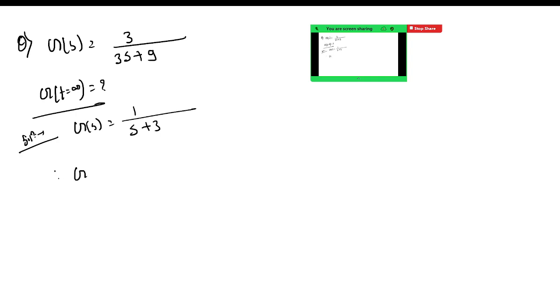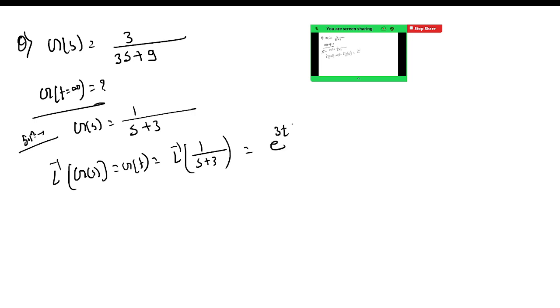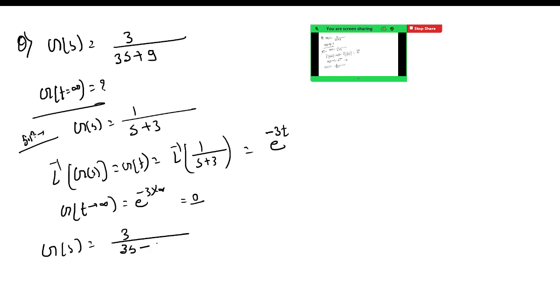So the Laplace inverse of G(s) gives you the value of g(t), which is the Laplace inverse of 1 upon s plus 3. This is e to the power minus 3t. So when I substitute t tending to infinity, it equals e to the power minus 3 multiplied with infinity, which equals 0.